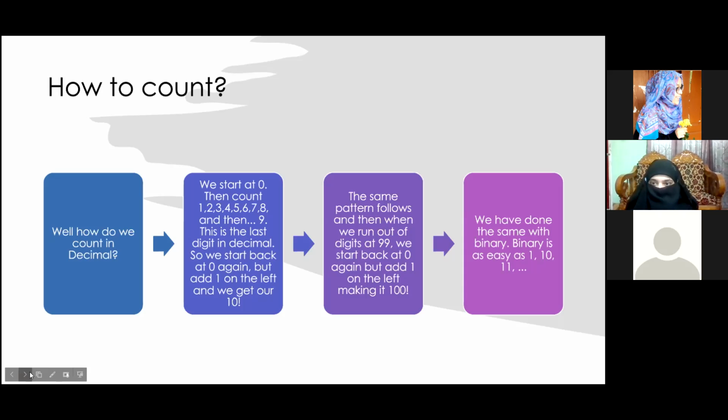We do the same with binary. Binary is easy as 1, 10, 11, dot dot.